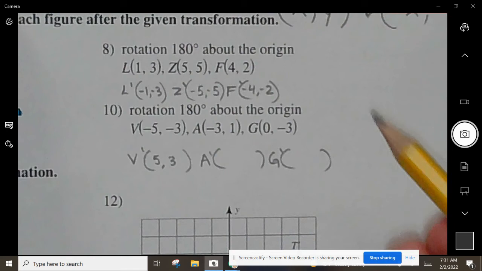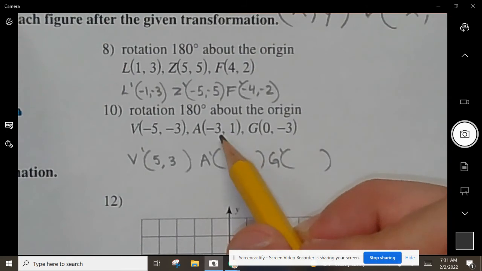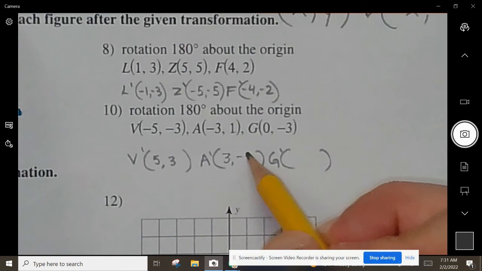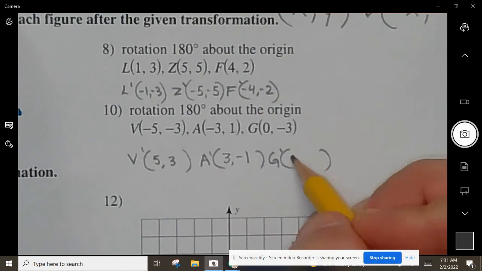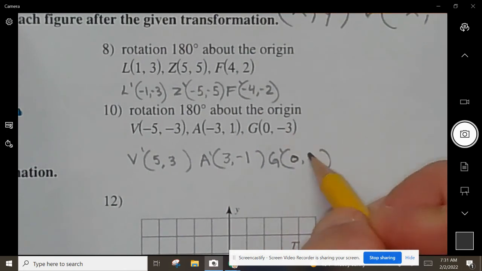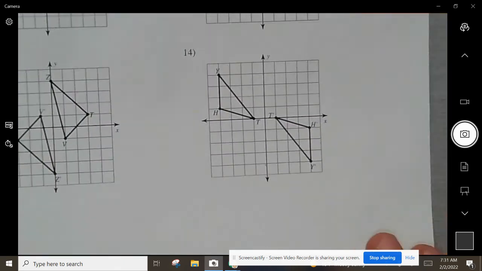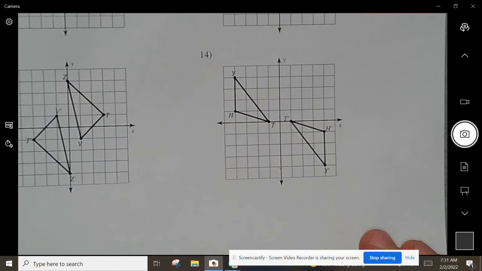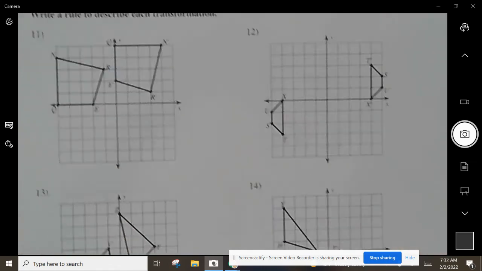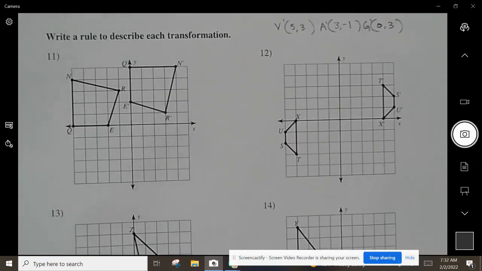Completely changes. What about here? This is what I'm talking about. This is going to become 3, and this becomes -1. And then 0 and +3. Okay. Cool, cool, cool. All right, now you're going to need your patty paper to describe what's happening between one shape to the next one. All right. So you can describe it whatever way you'd like.